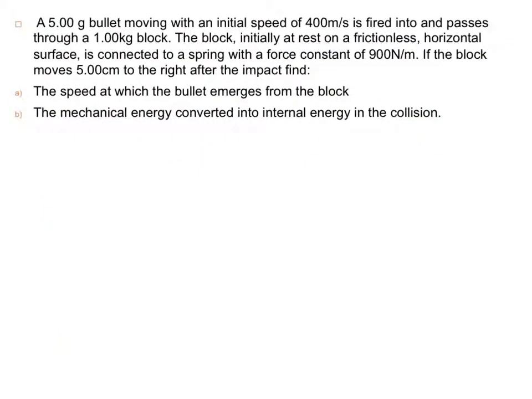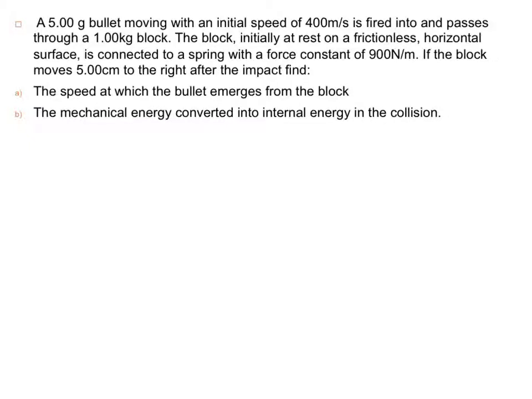In this example, we have a 5-gram bullet moving with an initial speed of 400 meters per second. It's fired into and passes through a 1 kilogram block. The block, initially at rest on a frictionless horizontal surface, is connected to a spring with a force constant of 900 newtons per meter. If the block moves 5 centimeters to the right after the impact, find the speed at which the bullet emerged from the block and the mechanical energy converted into internal energy in the collision.